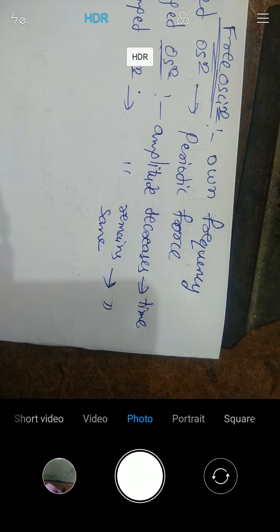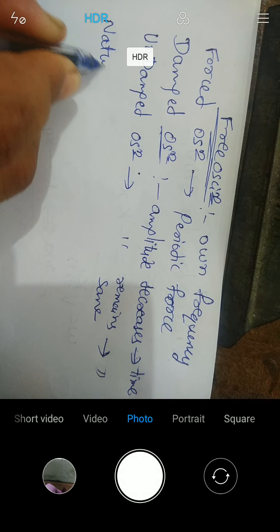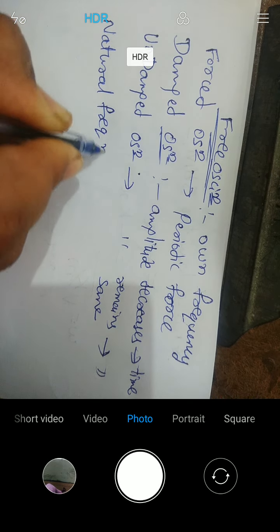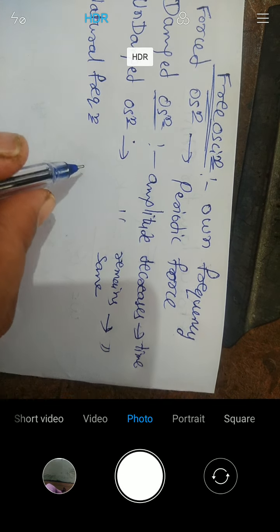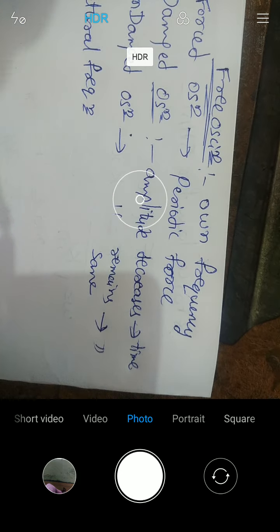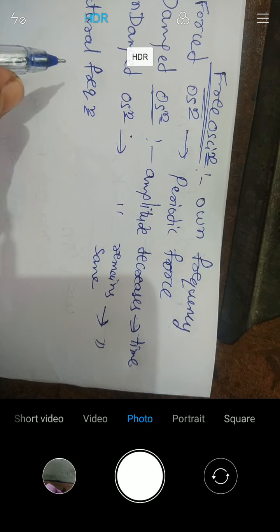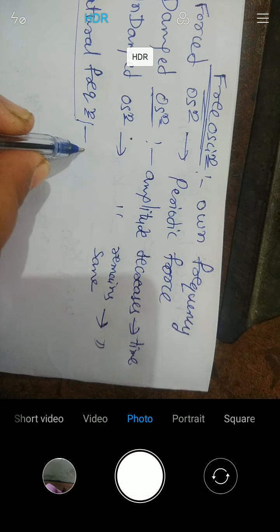Then the natural frequency. What is meant by natural frequency? It is the frequency of free oscillations of the object. For example, the frequency of oscillation of the bob of a simple pendulum, or the frequency of oscillation of a tuning fork. This is the frequency of free oscillations of an object.